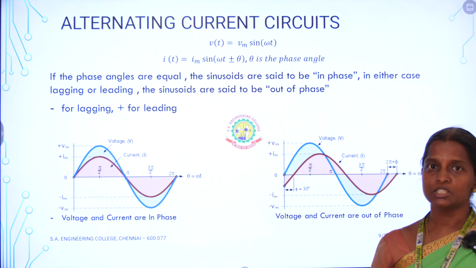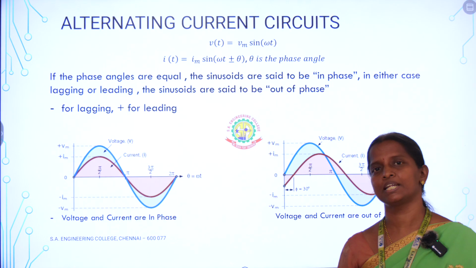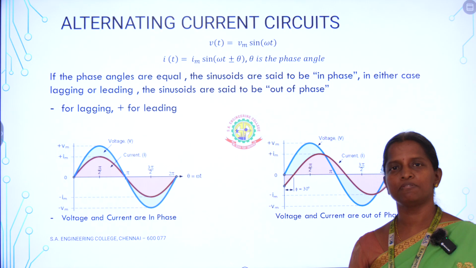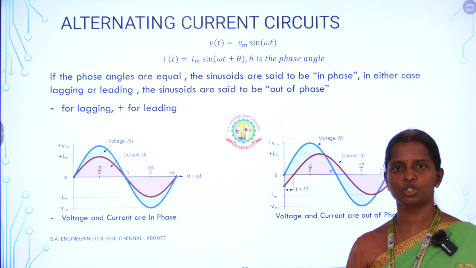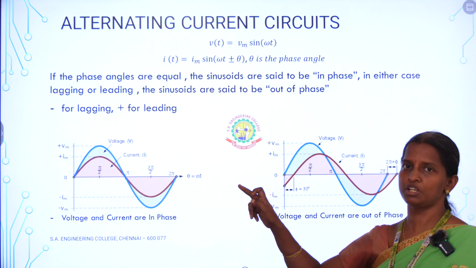The next important thing is the expression for voltage and current. If you take the voltage waveform, we already said it takes a sine waveform. In sine theta, if we substitute theta equal to 0, sine 0 is 0, so it will alternate from 0.